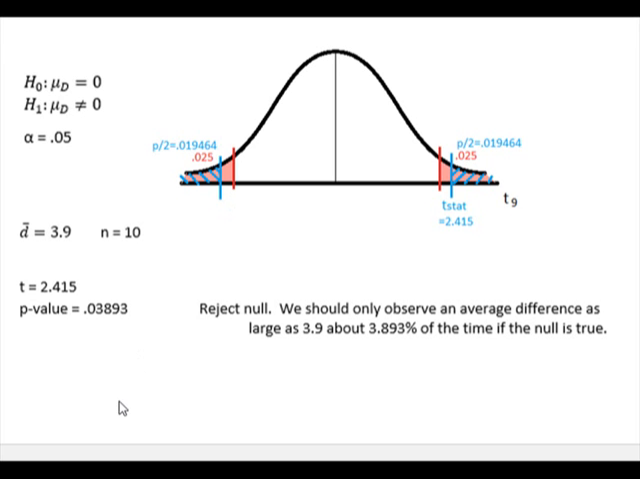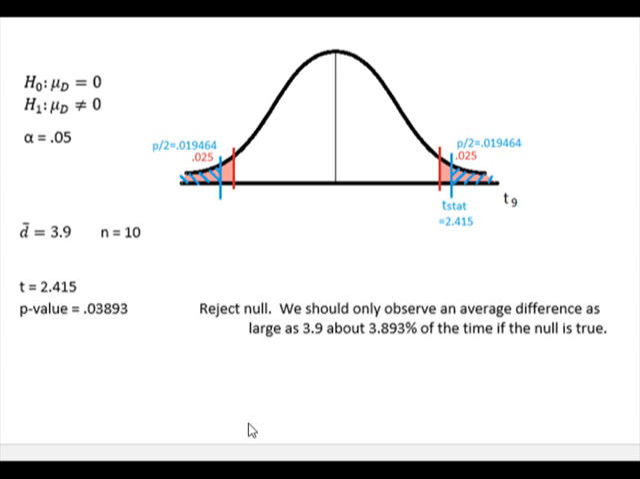And we say that about 3.893% of the time, that's the blue area, we see observations that have t-statistics that are 2.415 standard errors away from what you expect. And that's quite a few standard errors, and that 3.893% is a relatively small probability, being less than 5%. We say that if the null is true, we observe something relatively unlikely or relatively rare, that happens only about 3.9% of the time. And because that's rare for our standards, we say, well, either we just observed something that's rare if the null hypothesis is true, or perhaps the null hypothesis is false.